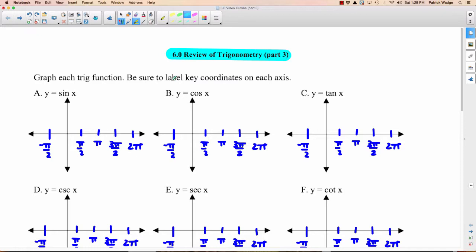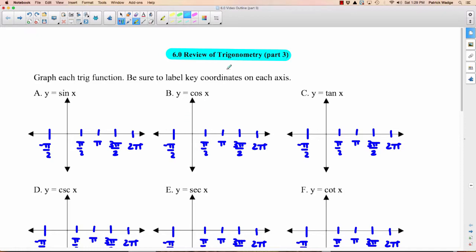Probably the main thing you would need to know is actually this first row here, the graph of y equals sine x, cos x, and tan x. You should be familiar with that. The rest of the stuff might pop up very rarely. So, it's good to know, but not nearly as important as what we've done in the other reviews.